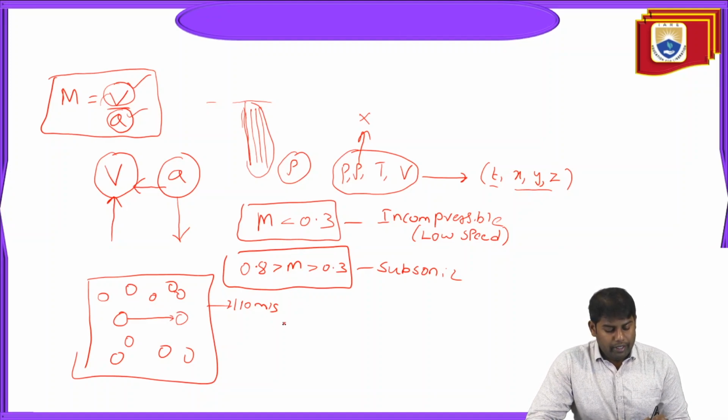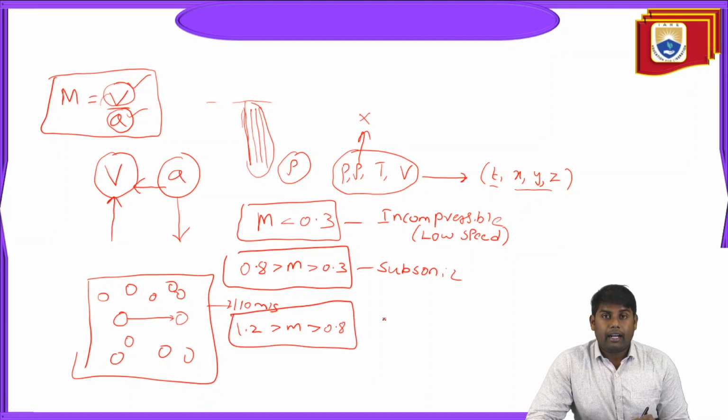When the Mach number is between 0.8 and 1.2, we call this region the transonic region, which is upper subsonic and lower supersonic, the transition between subsonic and supersonic. This is called the transonic zone. If the Mach number is greater than 1.2 and less than 5, we say this is supersonic.